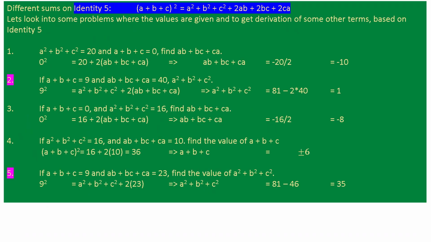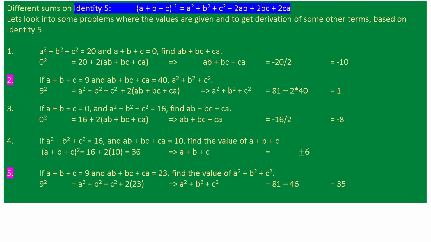This set of sums gives the values of certain expressions which can fall under identity 5, and then they'll ask you to find the value of some expressions like ab plus bc plus ca, or a squared plus b squared plus c squared, or a plus b plus c. Depending on what is being asked, you just have to identify that all these expressions will come under identity 5 and then replace the given values and find out the expression which is being asked for.